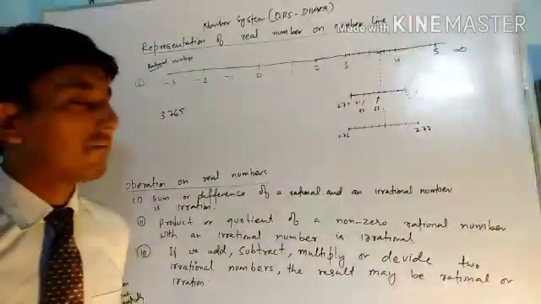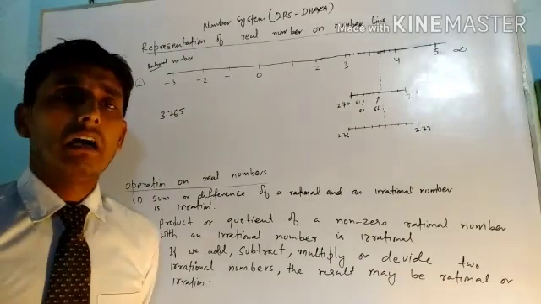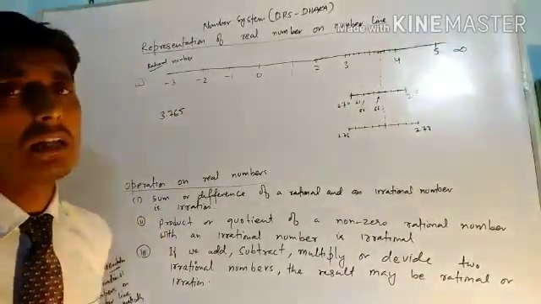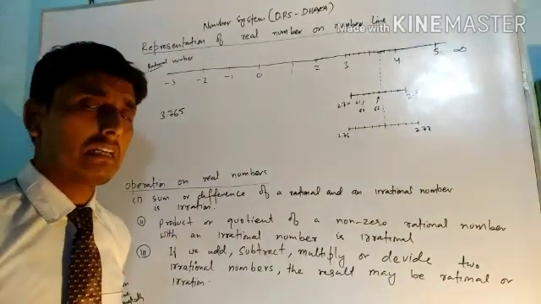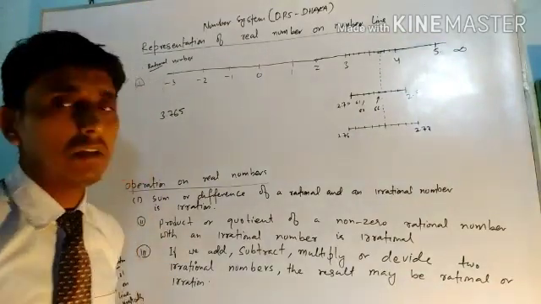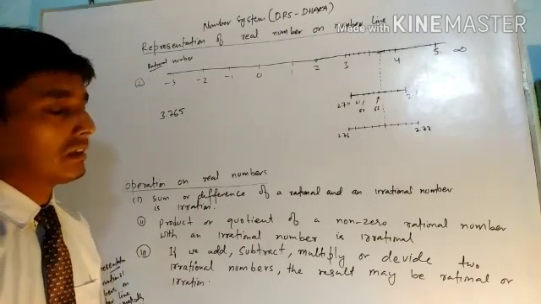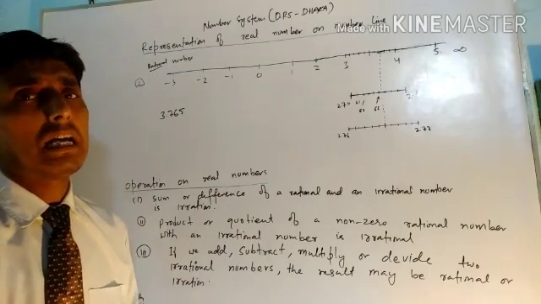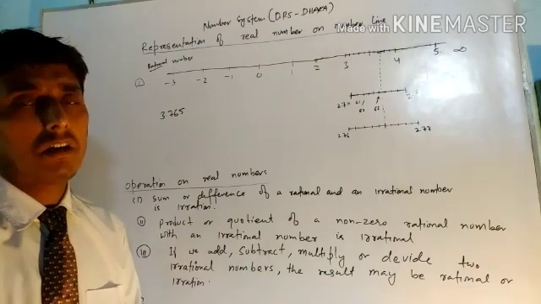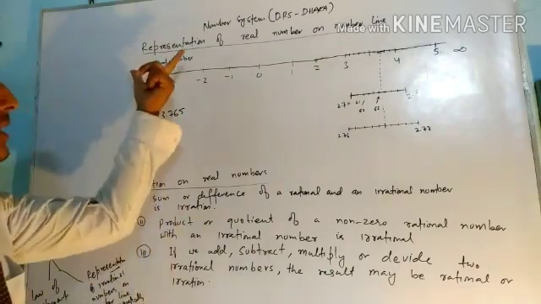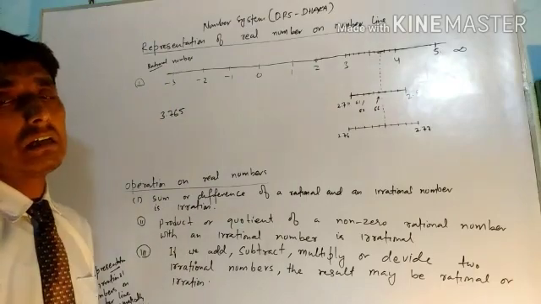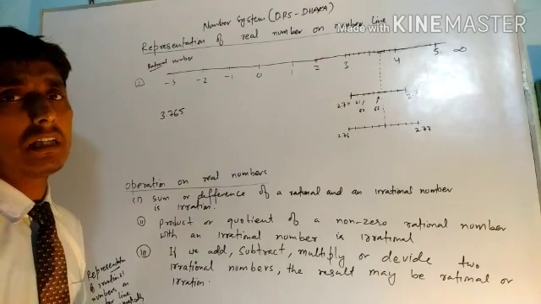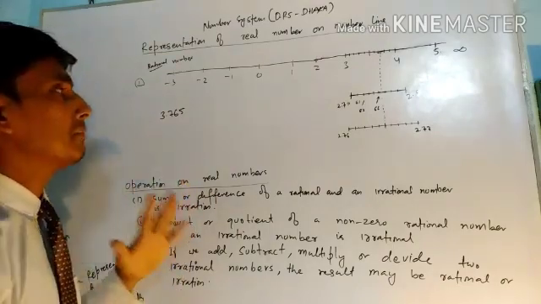So in this lecture we are going to deal with the representation of the real number on the number line. There are two types of real numbers, that is rational and irrational. One by one we will learn how to represent a rational number on the number line and an irrational number on the number line. A rational number is also of two types. One has a terminating decimal expansion, and the other has a non-terminating repeating decimal expansion.